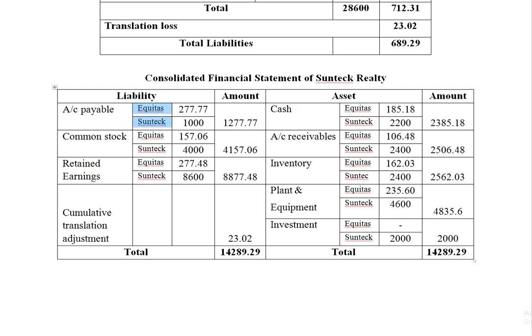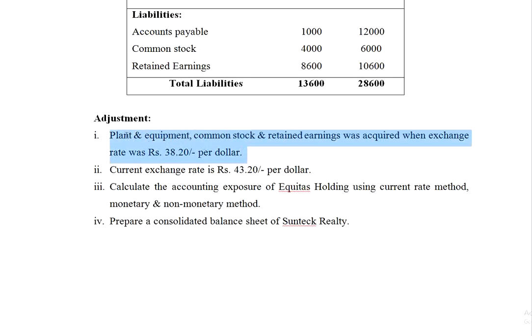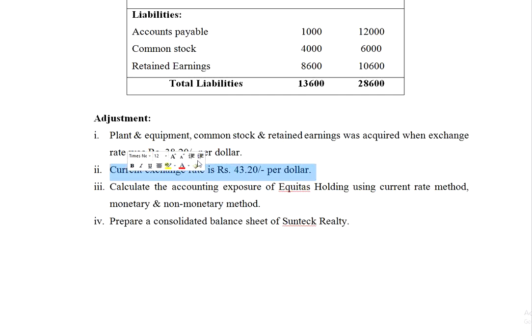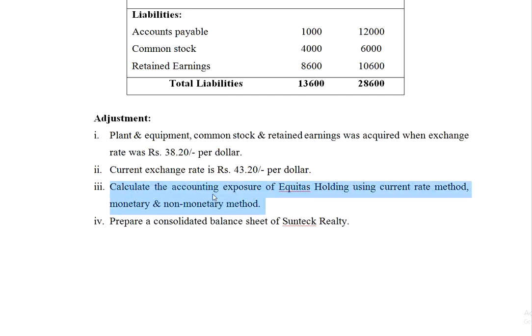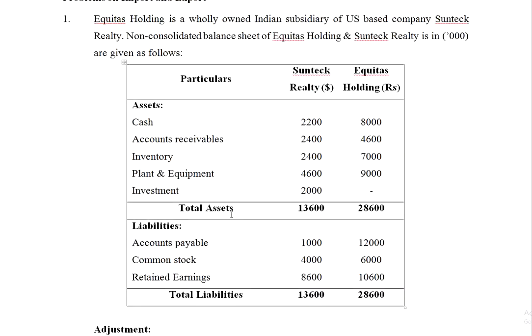And coming back to this question, here we have used this and this one as well, current exchange rate and historical rate as well, and we have prepared this consolidated balance sheet. Right now what we have to do is prepare an accounting exposure of Equitas Holding using current rate method and monetary and non-monetary method. This one we have to do. I have already done a few problems in the classroom for preparing current rate method and monetary and non-monetary method.